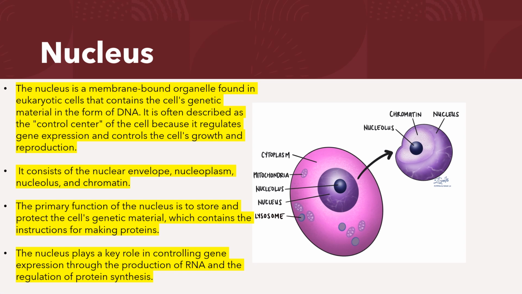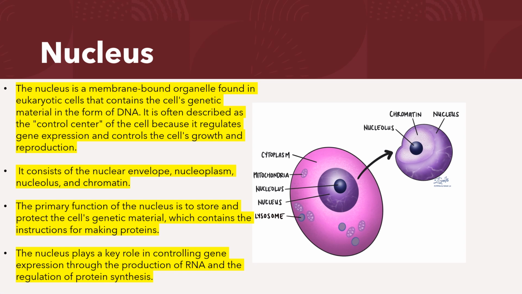Now the nucleus. The nucleus is a membrane-bound organelle found in eukaryotic cells that contains the cell's genetic material in the form of DNA. It is often described as the control center of the cell because it regulates gene expression and controls the cell's growth and reproduction.